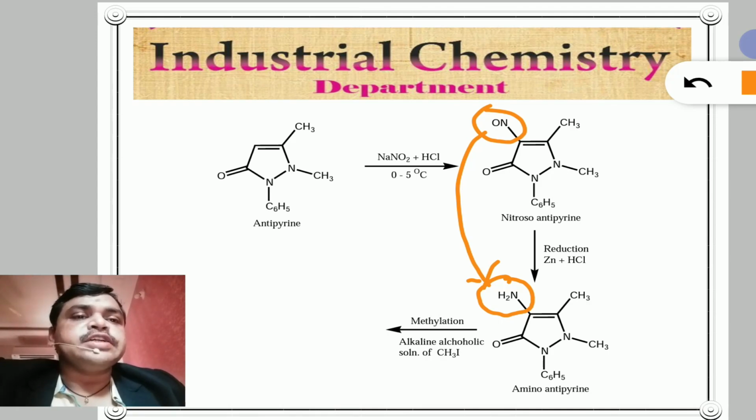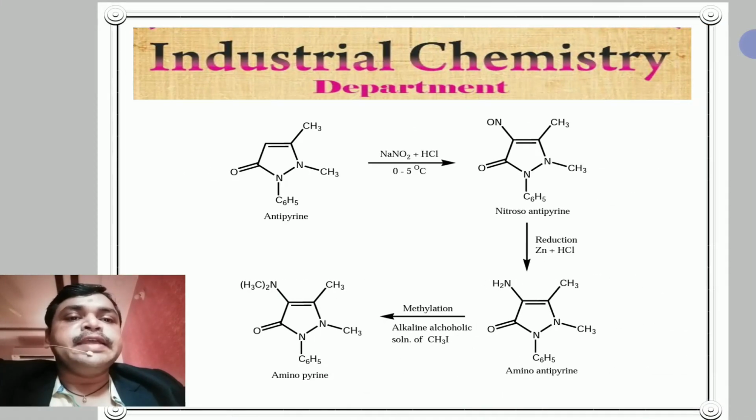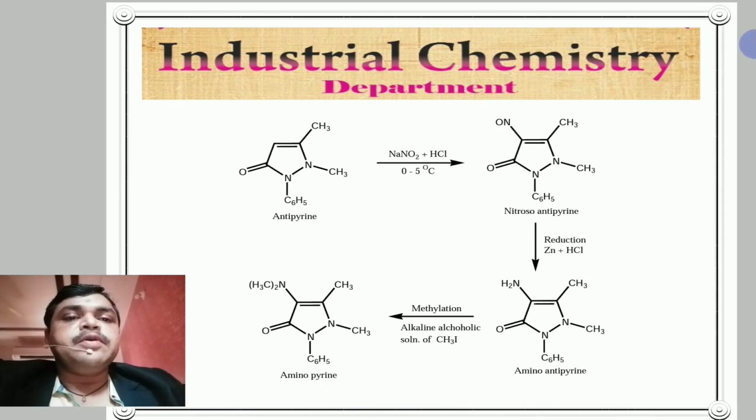After reduction, methylation is carried out in an alkaline alcoholic solution of methyl iodide, CH3I, and finally we get our product, aminopyrine.